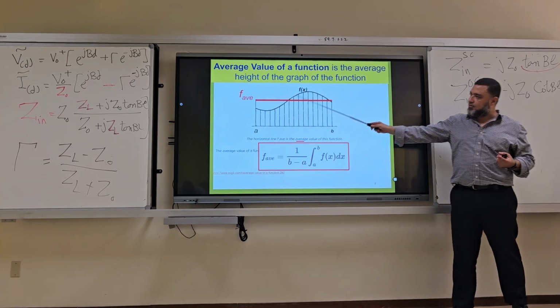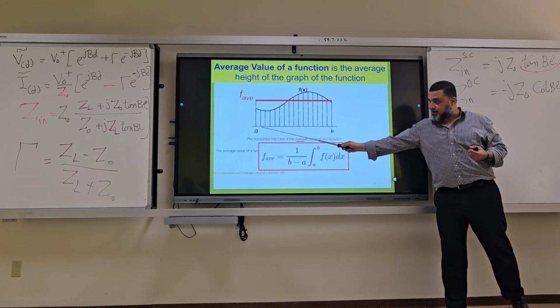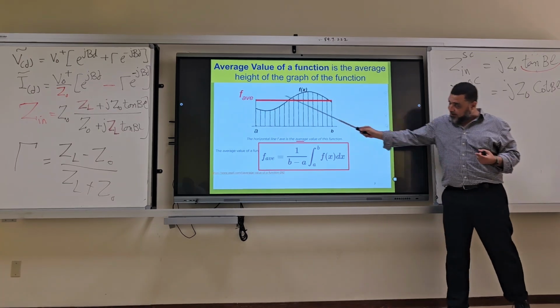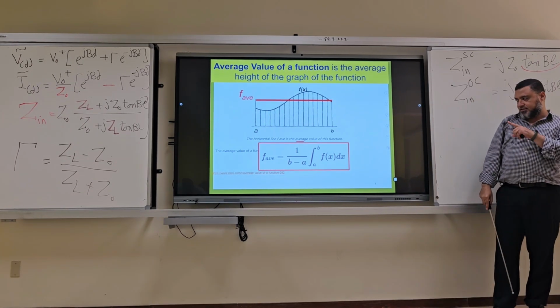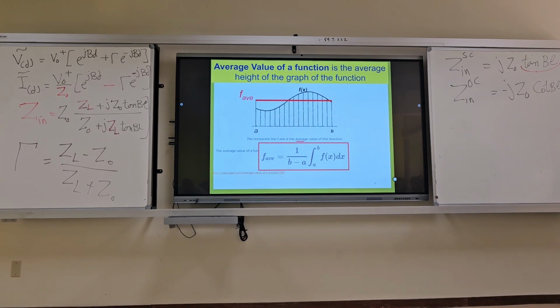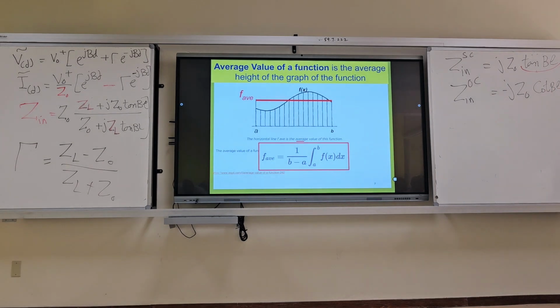Look at this black curve, f of x, the integration from a to b over the range b minus a. This will give you this red line magnitude. Alright? You took this in physics, math, I guess. What's the meaning of this equation? Can anyone explain this equation to us? From where did you get this equation?